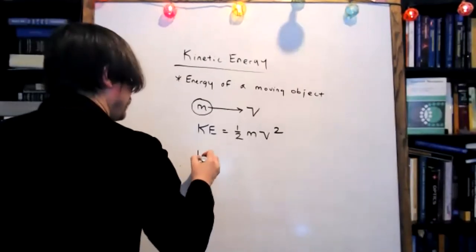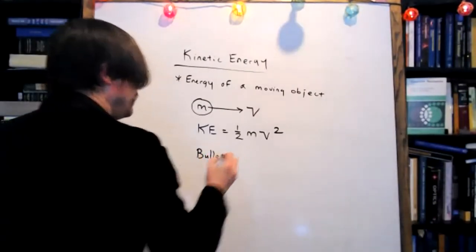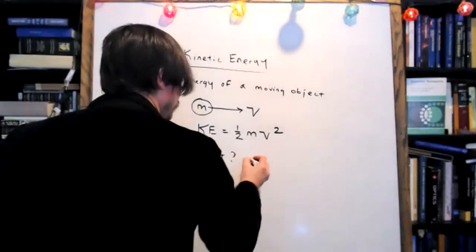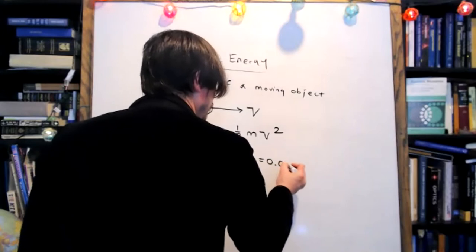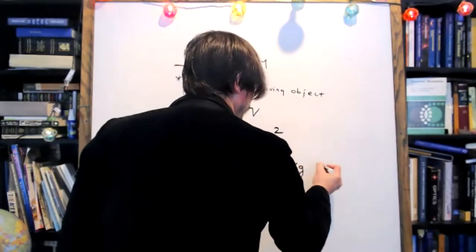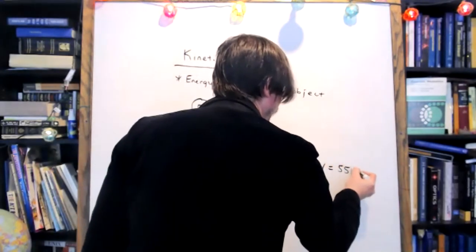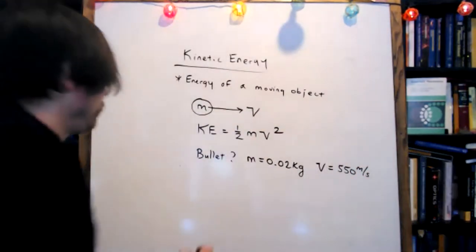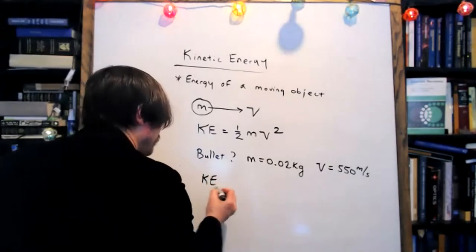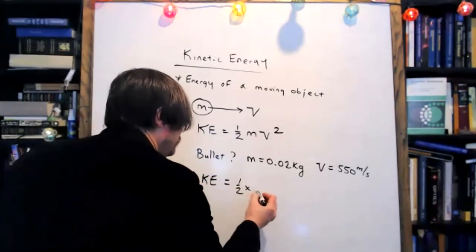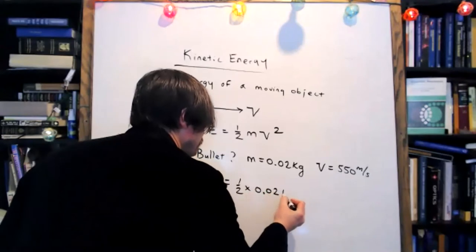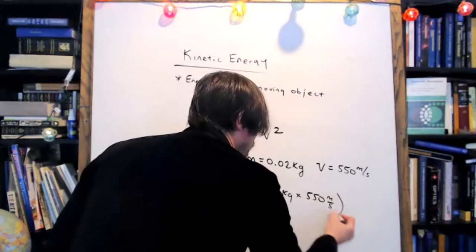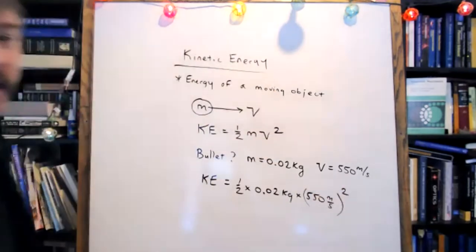So if we wanted to ask, I said I wasn't gonna do a calculation, but I remember at one point I wanted to know how many joules a typical bullet delivers. If we had a mass of 0.02 kilograms, and let's say a velocity of 550 meters per second, that sounds pretty fast to me, but I don't know. What do I know about bullets? What do we have for a typical bullet? Don't forget to square it. Can you guys punch that up for me real quick?